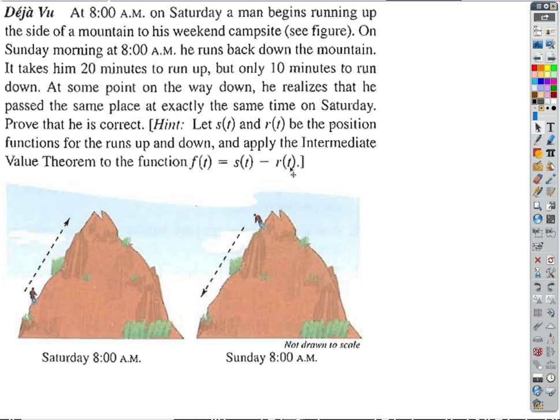is that going to be continuous? First of all, is your position function continuous? Let's just take Saturday, the position function for Saturday. If S of t is my position as a function of time, could that possibly be discontinuous? In order for it to be discontinuous, what would have to happen?